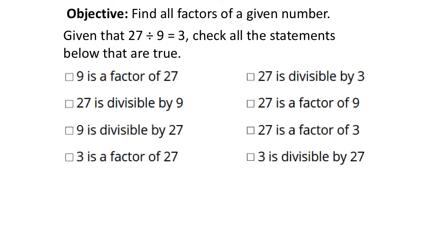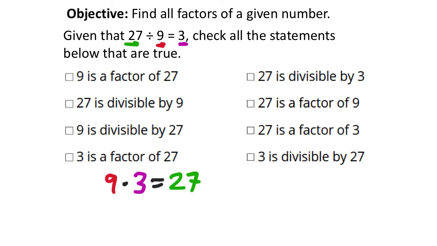So here we go. This one starts with 27 divided by 9 equals 3. We want all of the statements that are true. So I'm going to show the fact family on this one, right? So 27, that is the dividend. Right now, 9 is the divisor and 3 is the quotient. That means that for the multiplication problem, you'd have the divisor, that's one of the factors, multiplied by the quotient, which is 3. And that would equal the product, which is the dividend in the fact family. So 9 times 3 is 27.